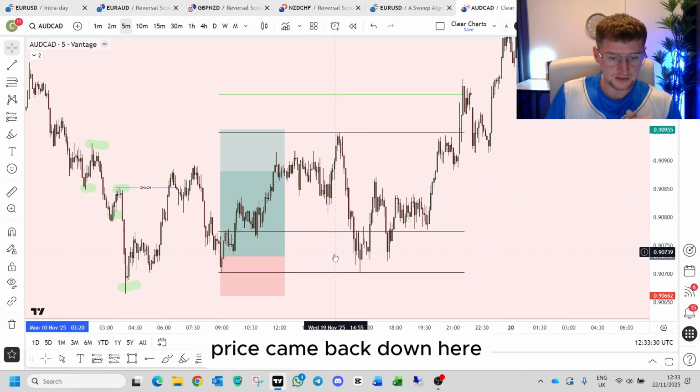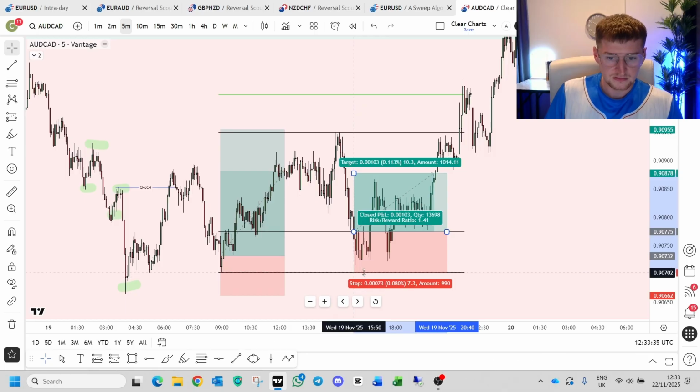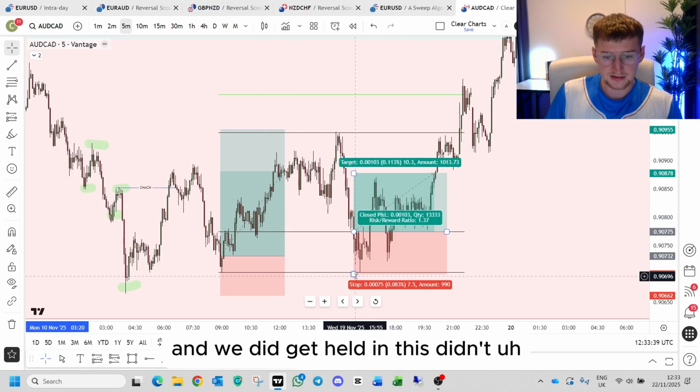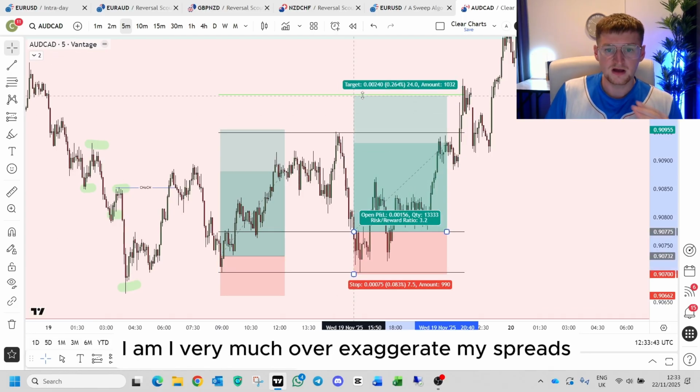Price came back down here. We got an entry from the 71 on a buy limit, with the stop a couple ticks beneath that low. And we did get held in. This didn't trigger us out due to spreads or anything like that.